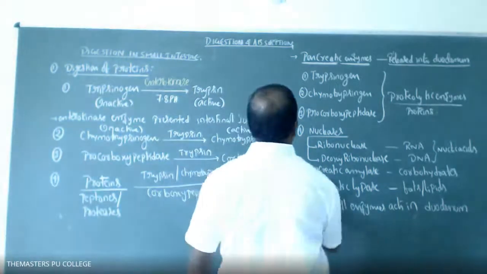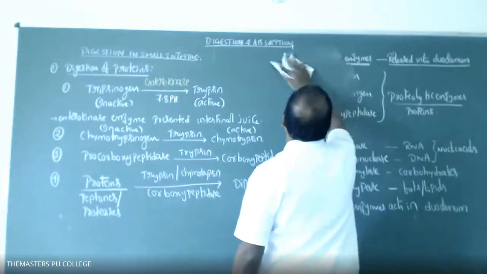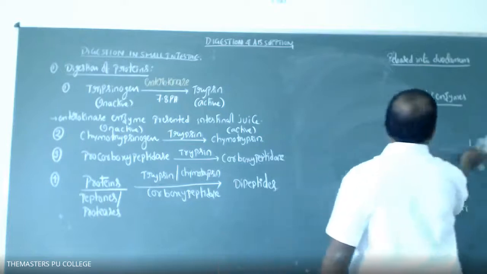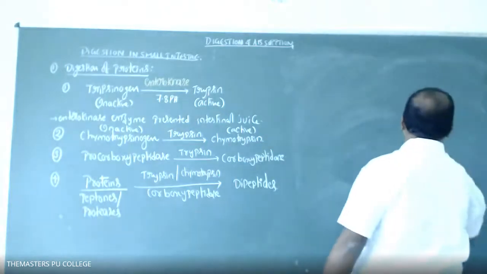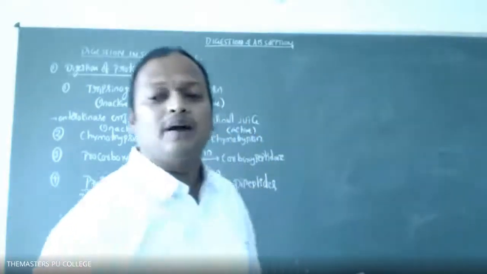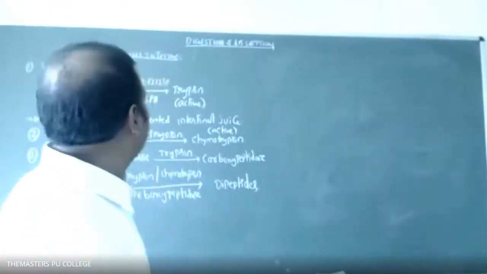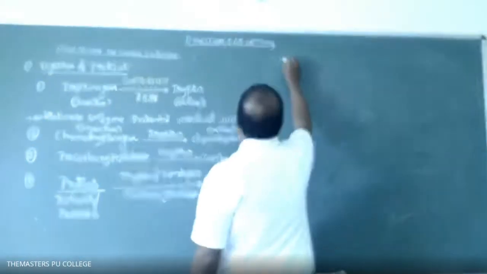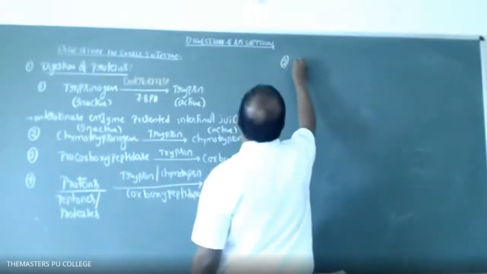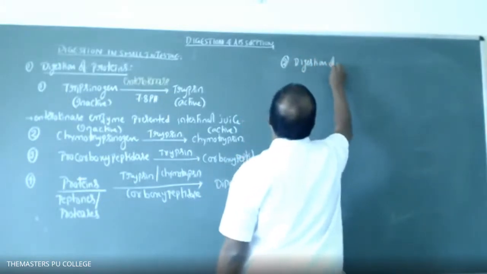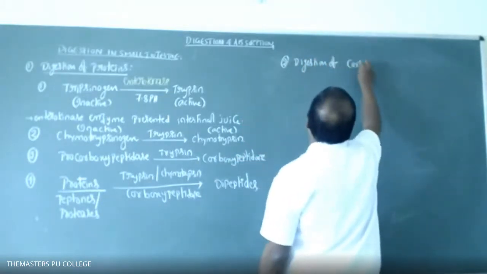So these reactions take place in the region of the duodenum of the small intestine, with the help of which enzymes, students? Intestinal enzymes or pancreatic enzymes? Pancreatic enzymes. That point you need to remember. Okay. So till now we discussed digestion of proteins in the duodenum with the help of pancreatic enzymes. So second one, digestion of carbohydrates.